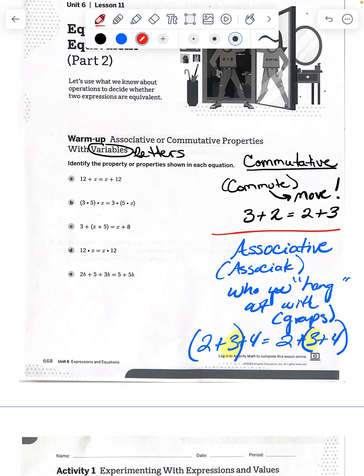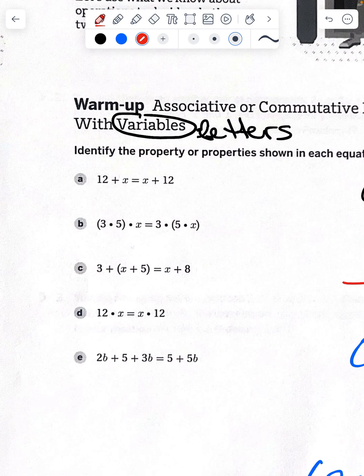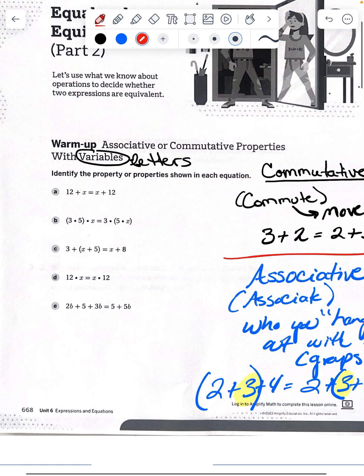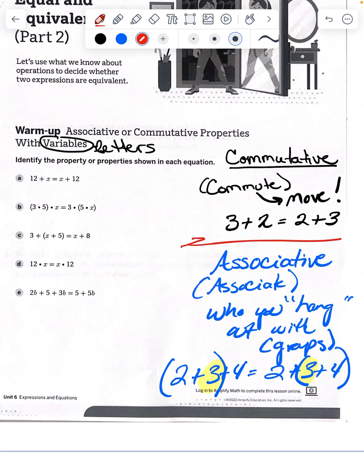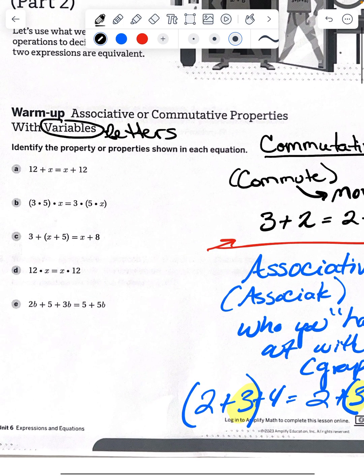Okay, which again is going to be this whole lesson. So if you look at letter A, 12 plus x is the same as x plus 12. Again, this is just like my example that I have over here. 3 plus 2 is 2 plus 3, okay? All they did was commute, they moved positions, 12 and x plus 12. So this is going to be the commutative property of addition.